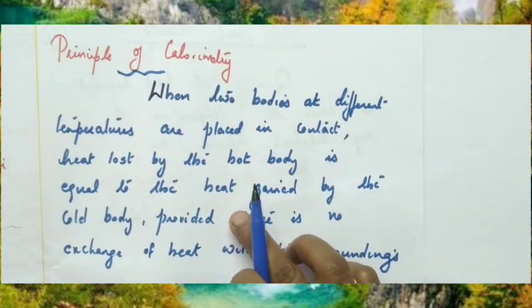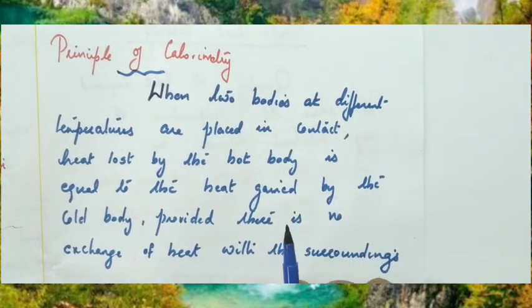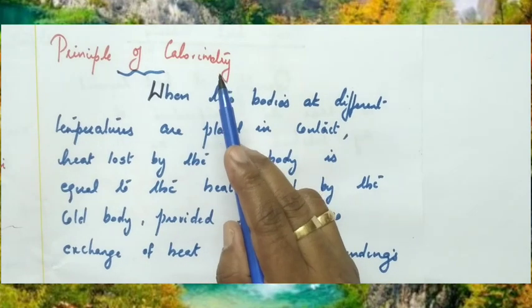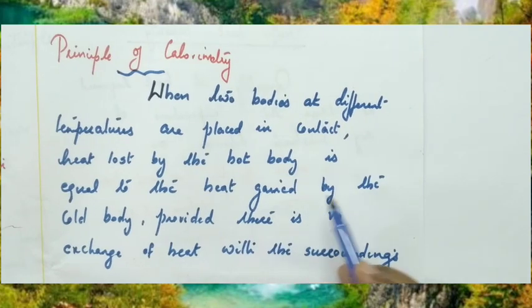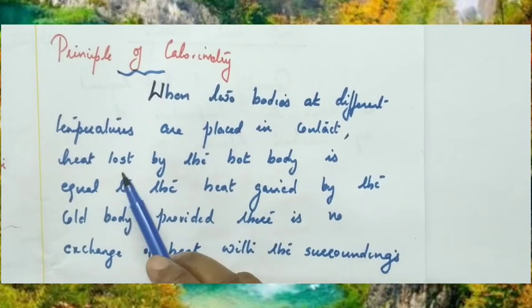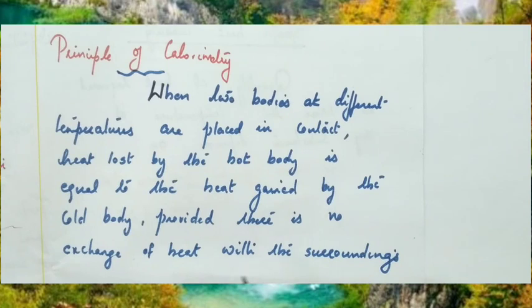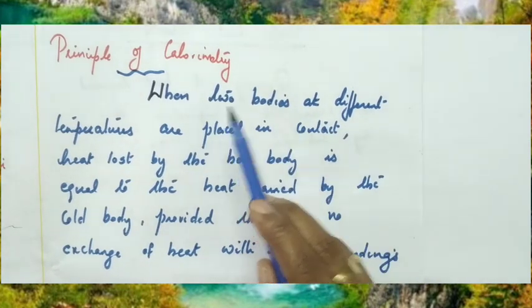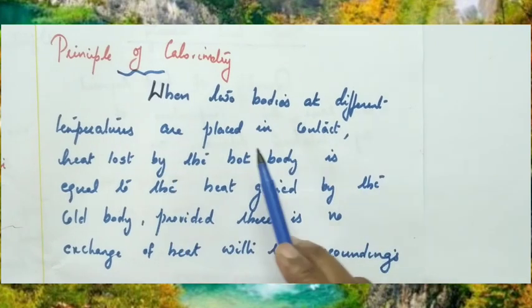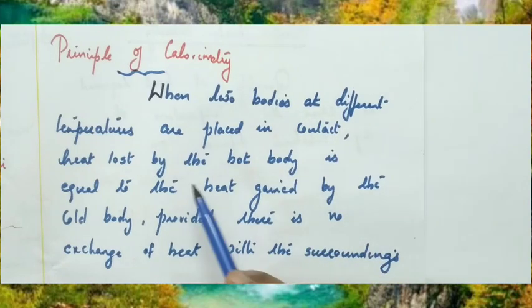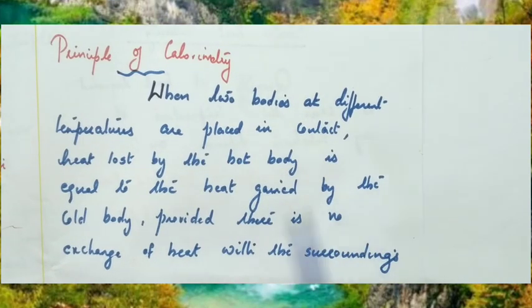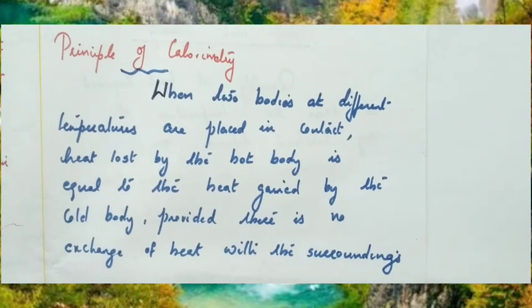Okay, so when a hot body and a cold body are placed in contact with each other, the principle of calorimetry states that heat lost by the hot body and heat gained by the cold body are always equal, provided there is no exchange of heat with the surrounding. So, according to the principle of calorimetry, when two bodies at different temperatures are placed in contact, heat lost by the hot body is always equal to the heat gained by the cold body, provided there is no exchange of heat with the surrounding.